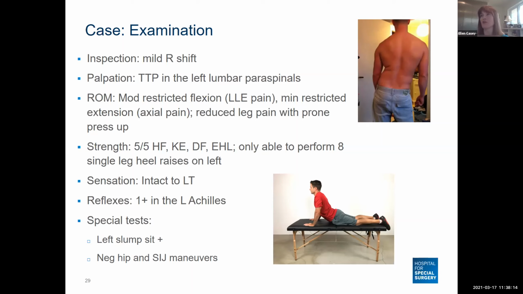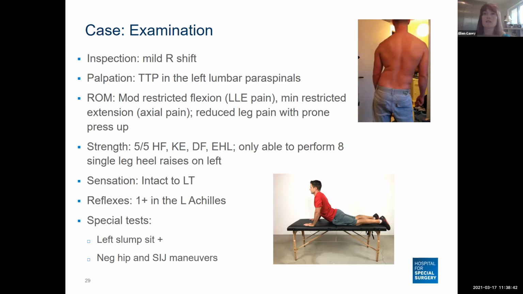Plus, you can send the patient home saying, today you could do 8, do these once a day. If you wake up and you can only do 1 or 2, you need to call me. So you're giving them a way to sort of monitor their strength. His sensation was intact to light touch. Sometimes people can have altered sensation, but he did not. And the reflexes were all 2+, except for on the left Achilles reflex, he was 1+. So slightly reduced responsivity compared to the other side.